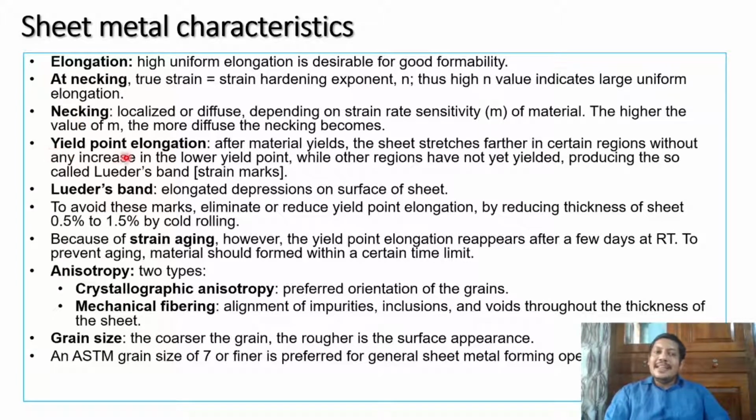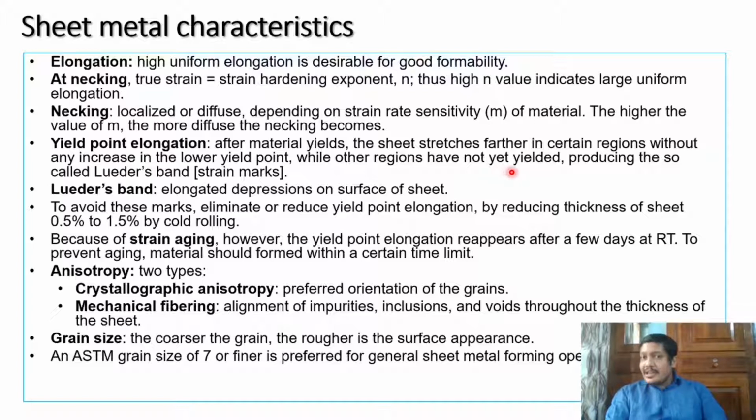Next term is called yield point elongation. That is, after the material yields, the sheet stretches further in certain regions without any increase in the lower yield point, while the other regions have not yielded. So you can see on the sheet metal certain areas will have scratch marks or appearance. In between there are certain areas where there will be no marks, or no evidence that a load has been applied on the sheet.